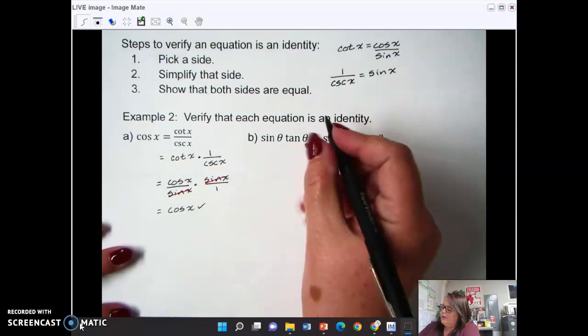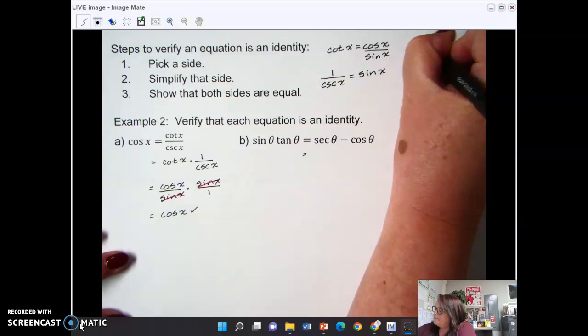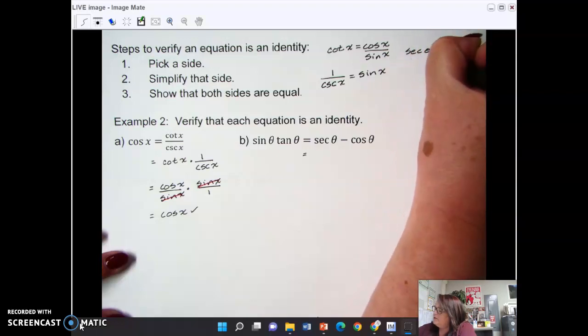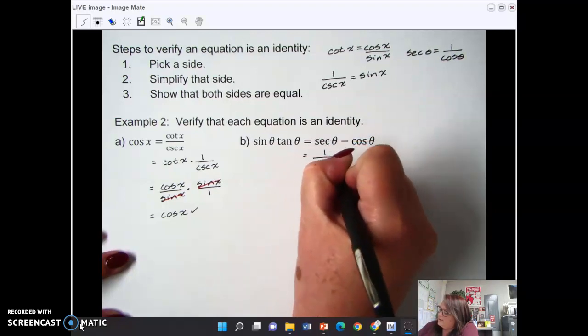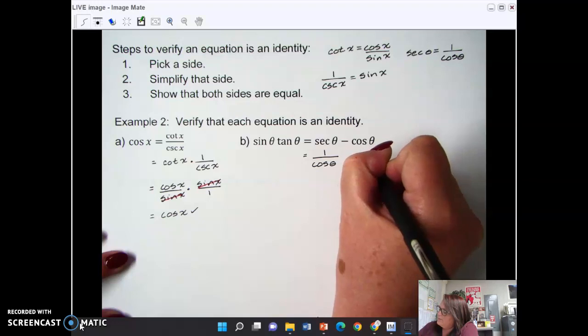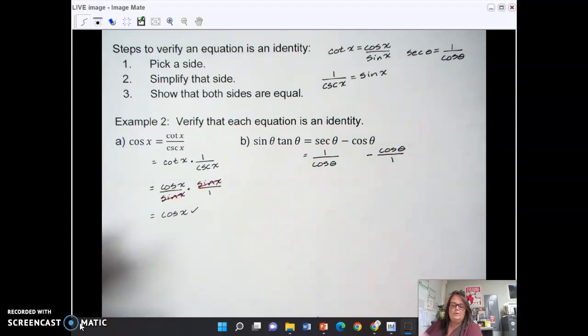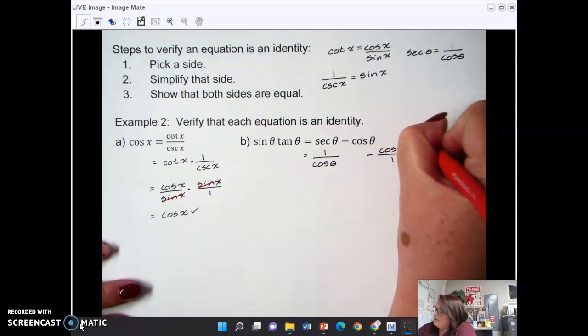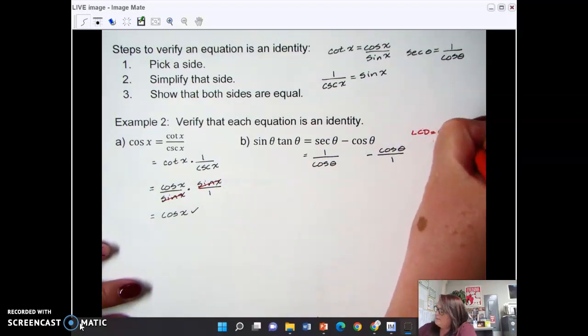And so looking at this one, we can say that secant of theta is the reciprocal of the cosine of theta. So that means this is 1 over cosine of theta. And then we've got, I'm going to leave a little space because I know what's coming up, minus cosine of theta over 1. Okay? So right now I'm trying to subtract two fractions, but I don't have a common denominator. So I need to find a common denominator. So my least common denominator between cosine and 1 is going to be cosine of theta.